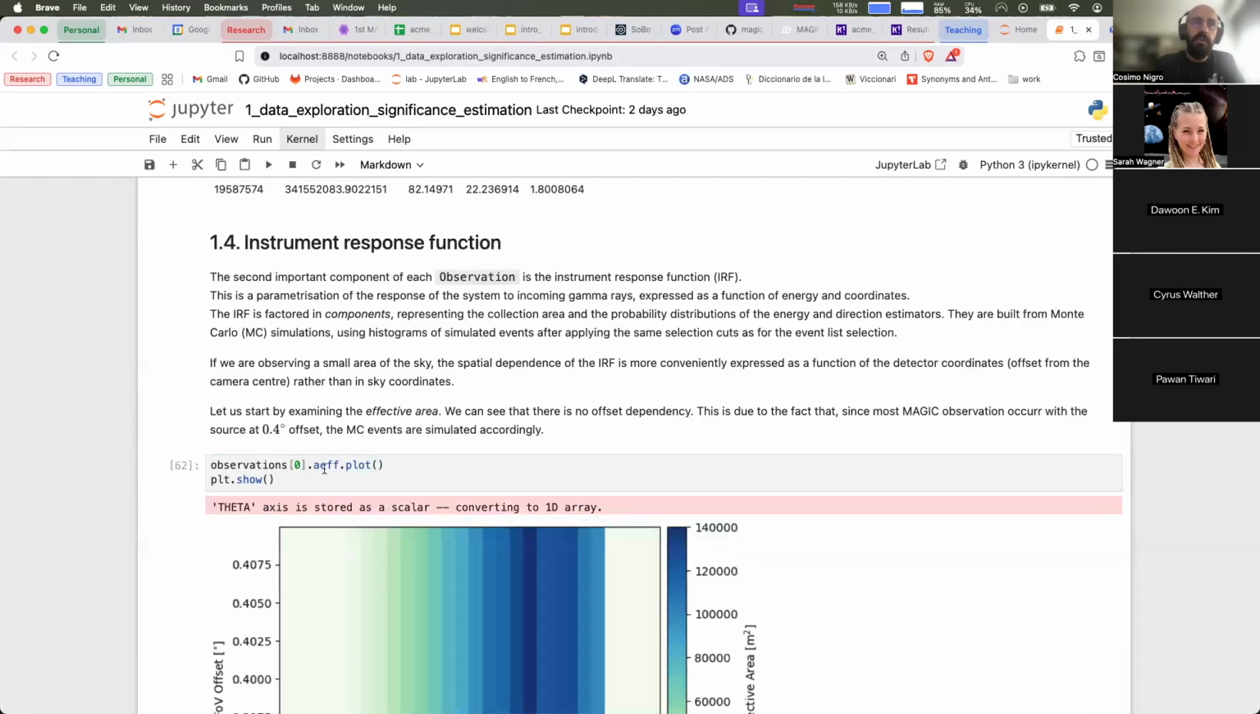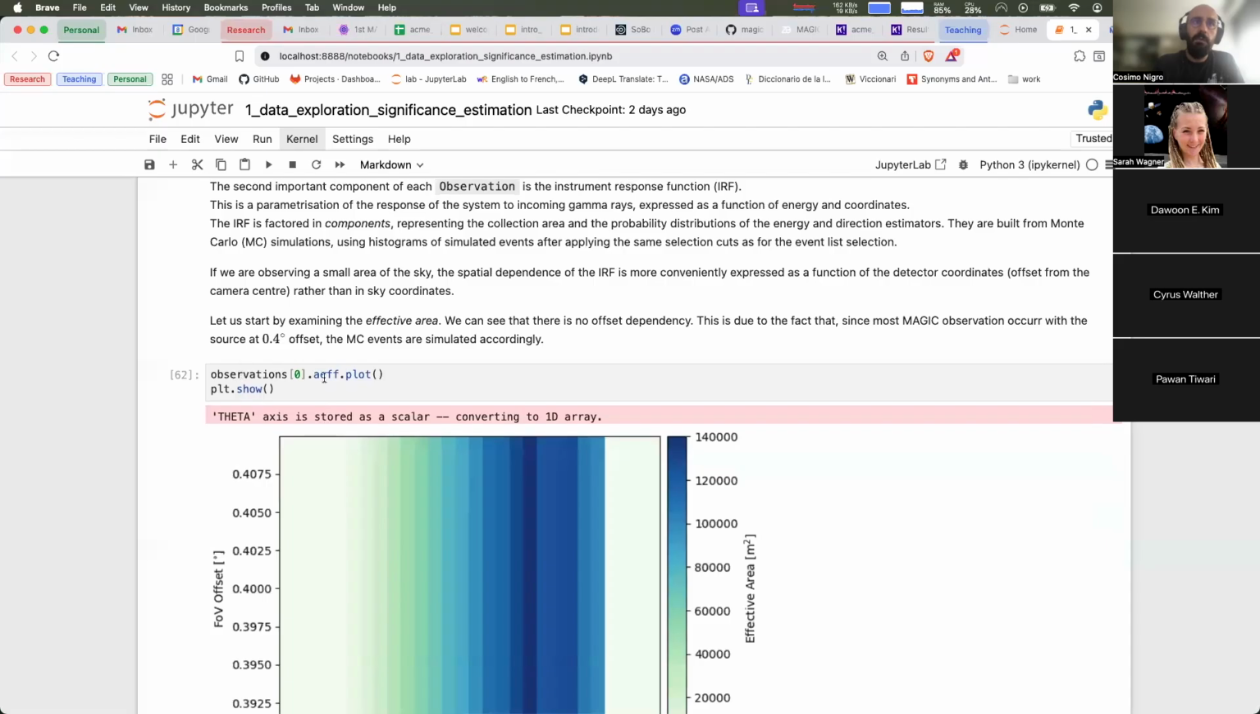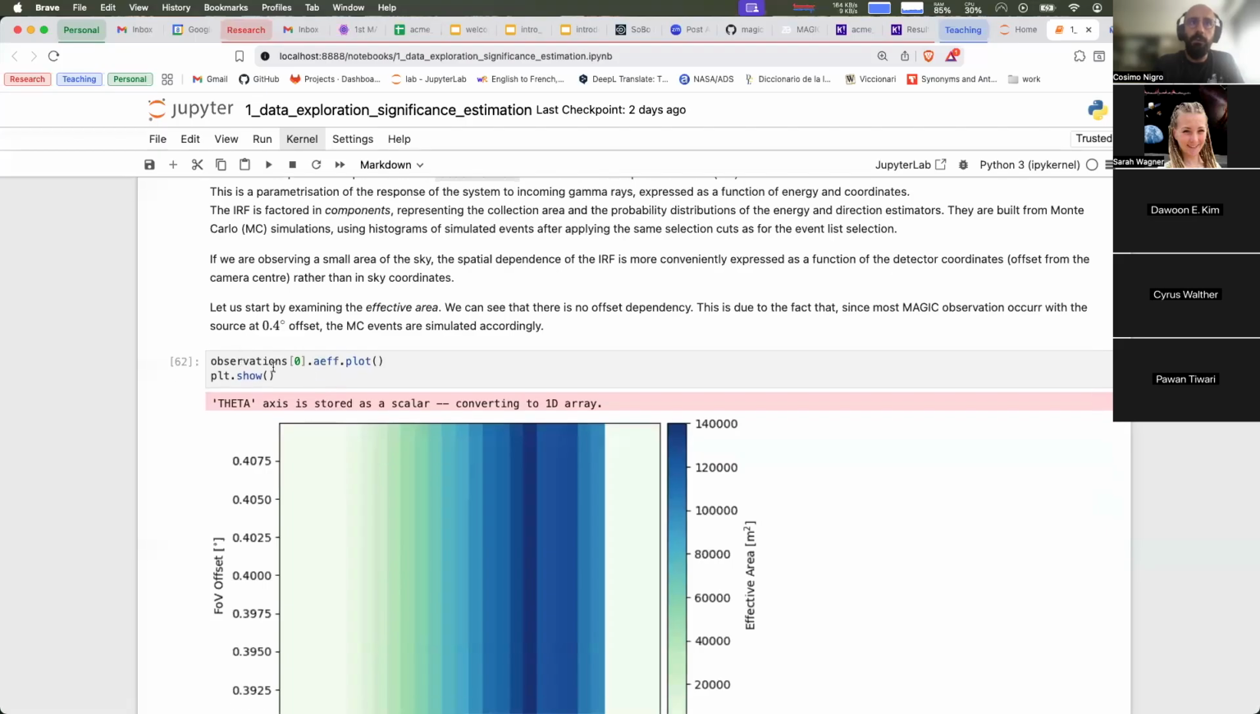So the effective area is basically an attribute of the observation. We can just select one observation and do effective area dot plot.